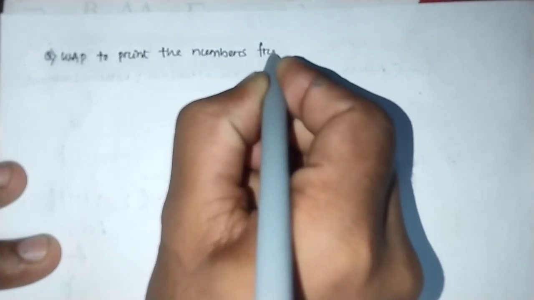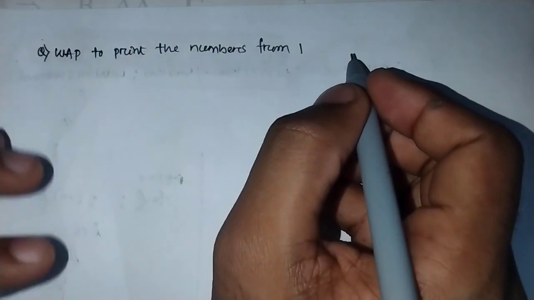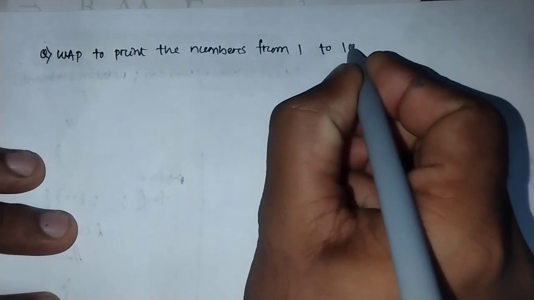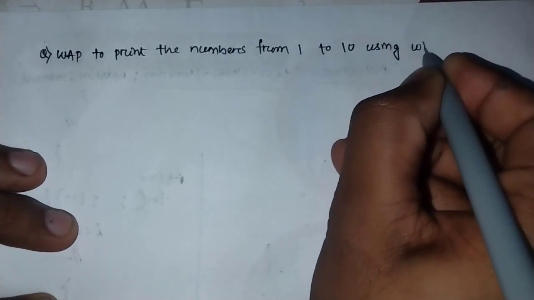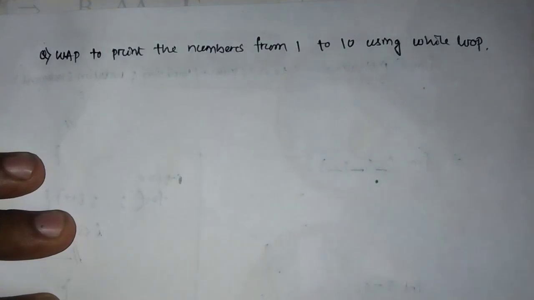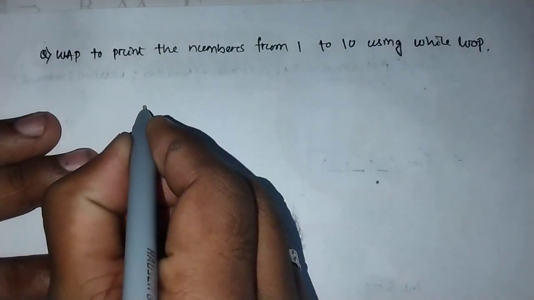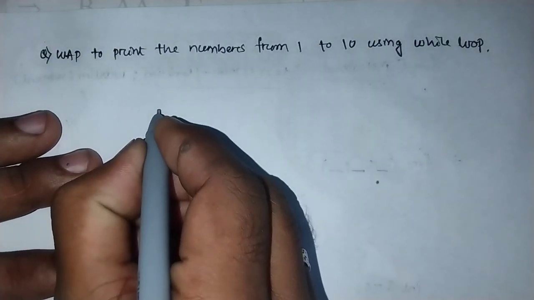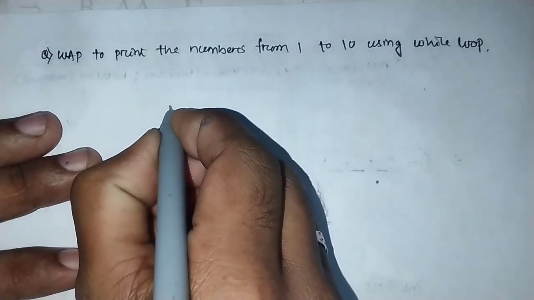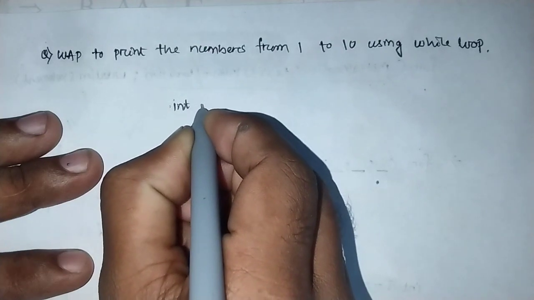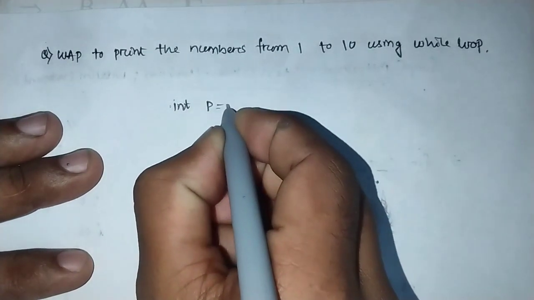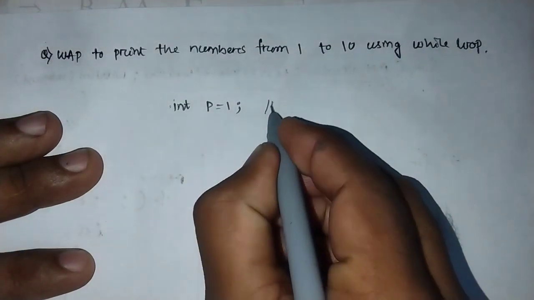Okay, write a program to print the numbers from 1 to 10 using a while loop. So, according to the syntax, first initialize a variable which will iterate, int p, starting from 1. Okay, this is the initialization.